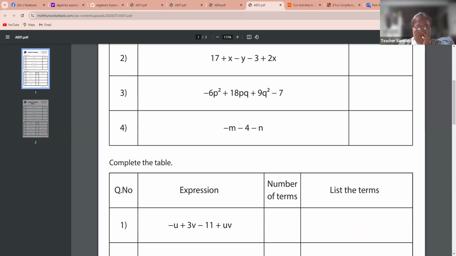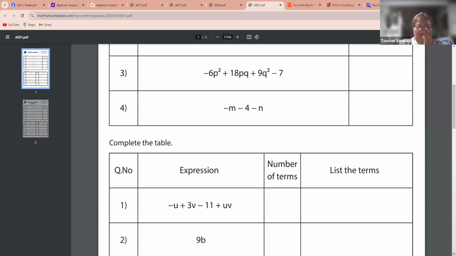Number 1, for completing the table. For number 1, negative u plus 3v minus 11 plus uv. How many number of terms? And then list all the terms.